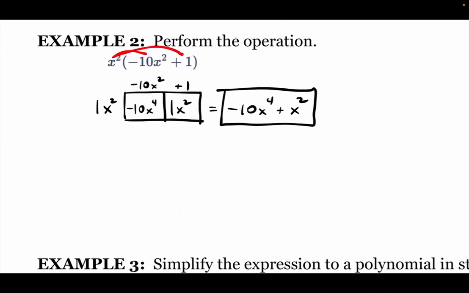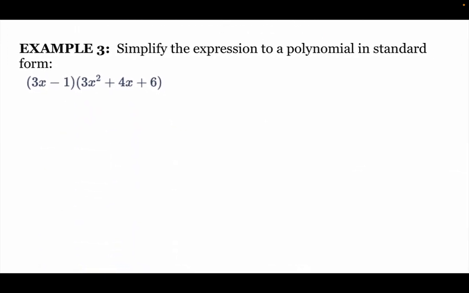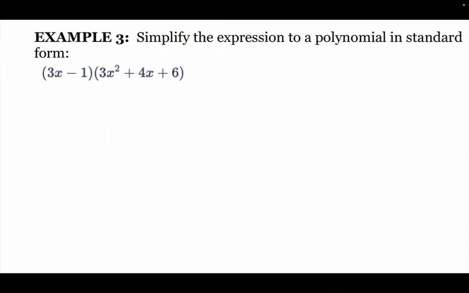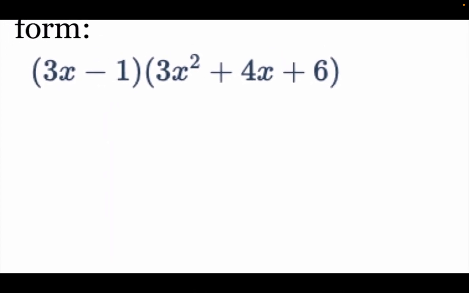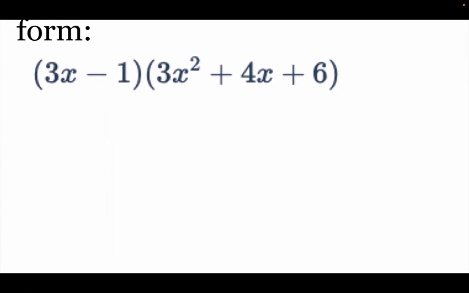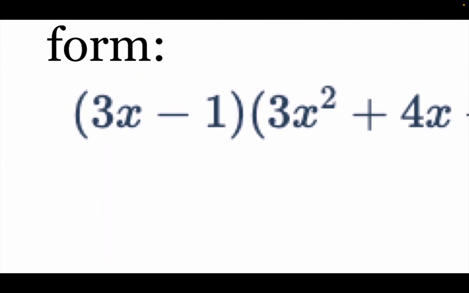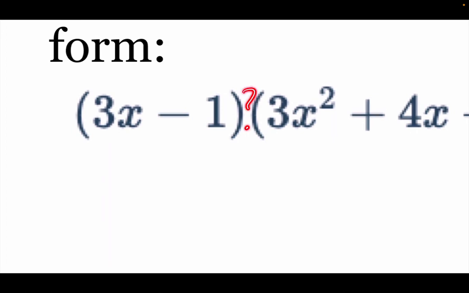All right, let's go down to number 3. This one's a little different. First of all, I'm multiplying a binomial times a trinomial. Okay, how do I know it's multiplication? Because there's nothing between them. If there was addition, we'd be adding them. If there was subtraction, we'd be subtracting them. But there's nothing there, so it means multiplication.